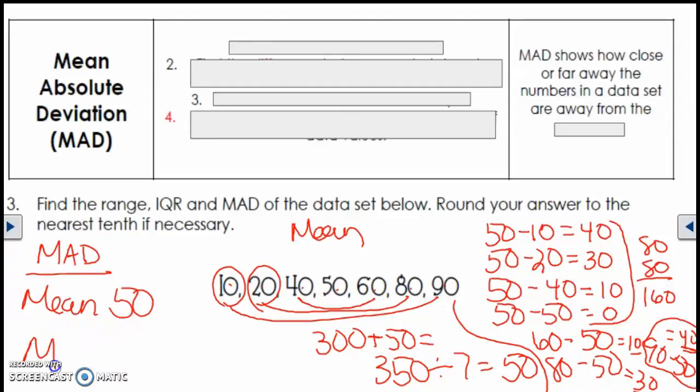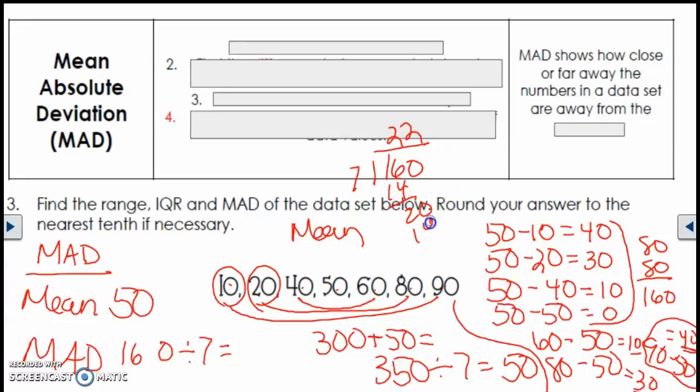So the MAD is 160 divided by 7. Please grab your calculators for me and divide that out. I'm going to do it up here. 160 divided by 7. Or actually, let's leave it as a fraction, 22 and 6/7. So the average variation for MAD is 22 and 6/7. So each piece of data is almost 23 away from the mean.